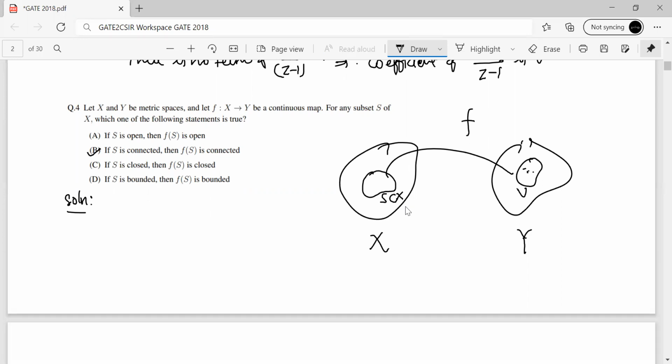If V is closed in Y, then f inverse V is closed in X. If V is bounded in Y, then f inverse of V is bounded in S. So the only thing that is true is for the connected one. If the domain S here is connected and f is a continuous map, then it takes connected sets to connected sets. So statement B is true. Please do not make any mistake while solving such kinds of problems. You may end up with a wrong answer.